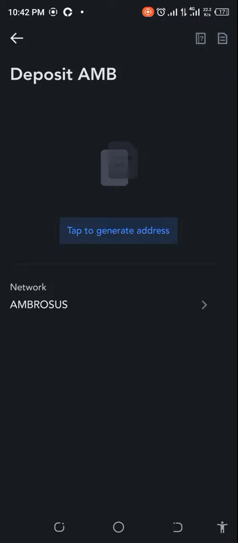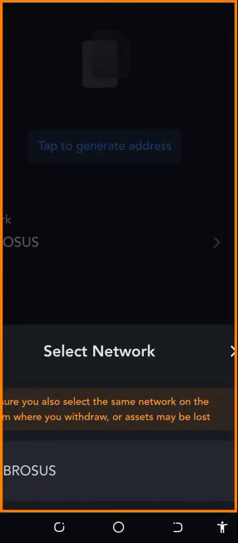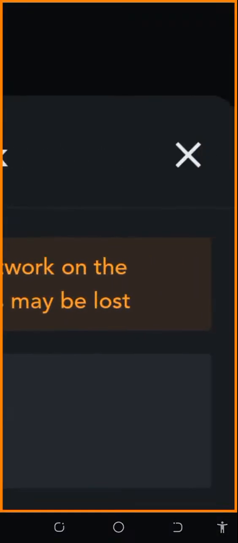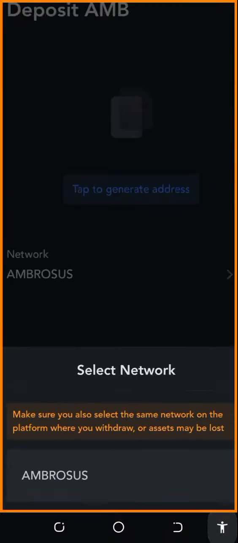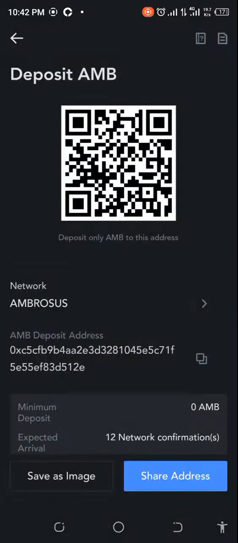I just need to make sure that everything is the same. It says we should make sure that you also select the same network. Let me check. Am I doing the same thing? Okay, oh yeah, I did that. So let's tap to generate address. Great, so we've tapped that. Let's generate the address. Let's go ahead and get that done.